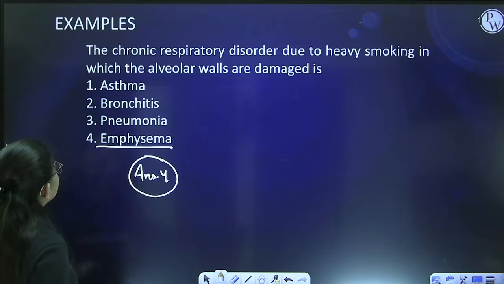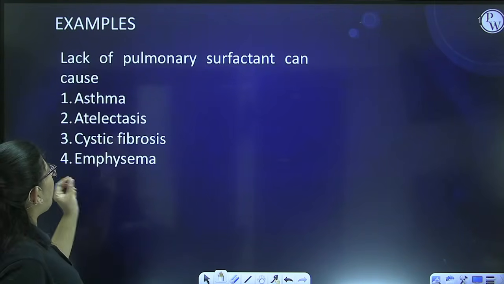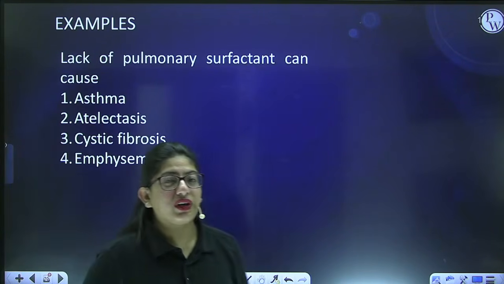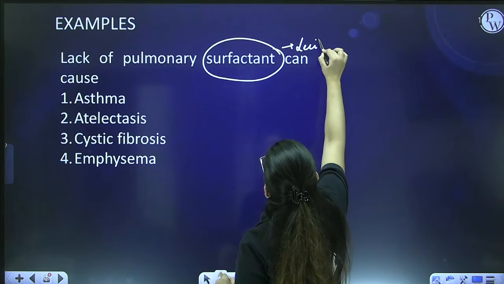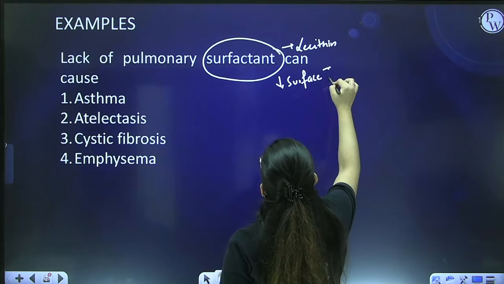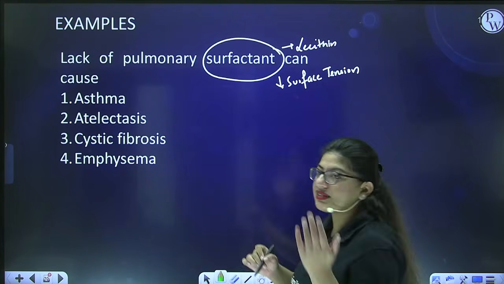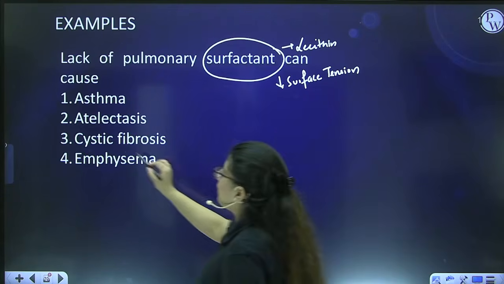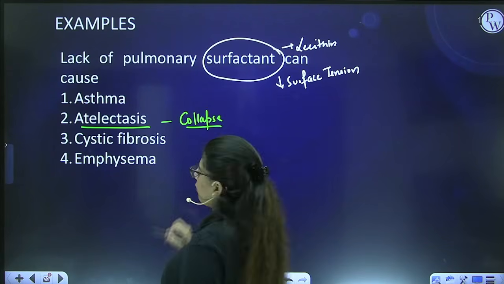All right, guys, next. Lack of pulmonary surfactant can cause asthma, atelectasis, cystic fibrosis, emphysema. Imagine I don't have surfactant. What is surfactant? Lecithin. Surfactant is something that decreases surface tension. If the surface tension increases, or lecithin is less, what will happen? Collapse. And another name for collapse is atelectasis.